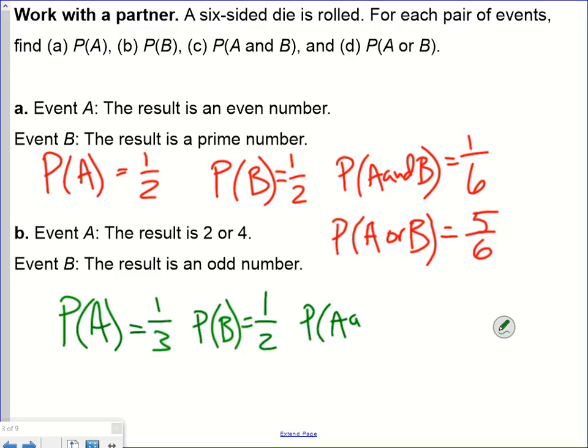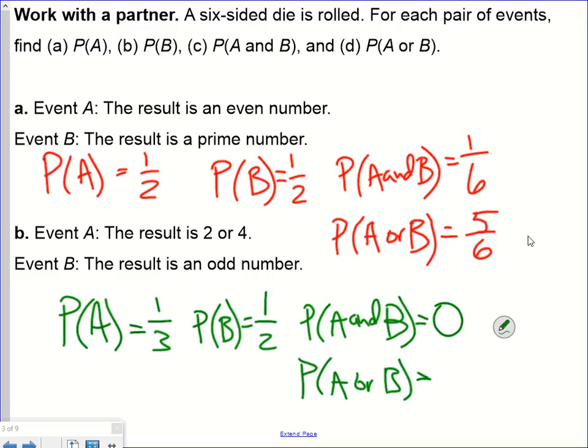Probability of A and B. I once again think this is easiest to look at my Venn diagram because I've already done the work. I see that there are no outcomes that satisfy both A and B. So that's 0 out of 6, which simplifies to be just 0. And then probability of A or B.